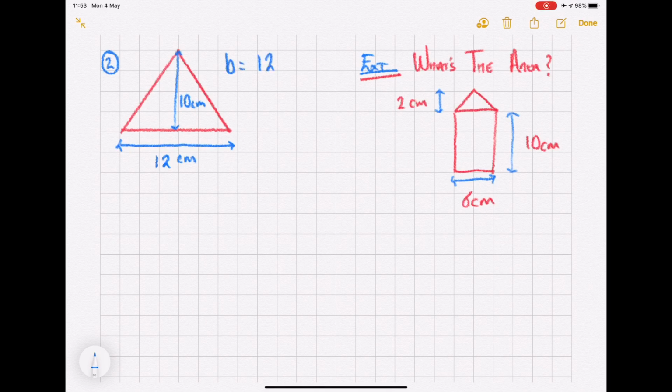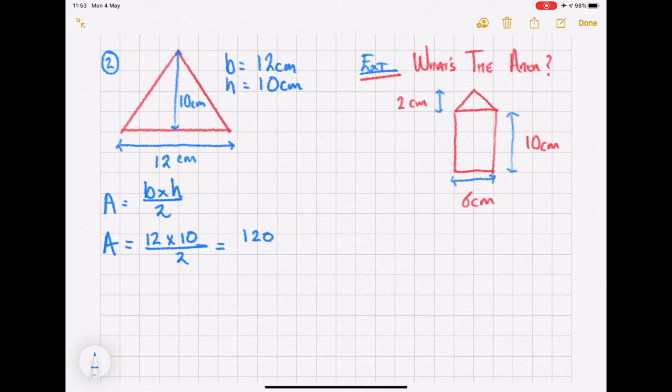Okay, let's have a look at this second question up here. So first things first, what's our base? Our base is 12 centimetres. What's our perpendicular height at 90 degrees? Well, that's 10 centimetres. What's our formula for area of a triangle? Area equals base times by height divided by 2. Now substitute in those values. So area equals 12 times by 10 divided by 2. What's our next step? Our next step is to do that top multiplication. So 12 times by 10 is 120, and we keep it over 2.